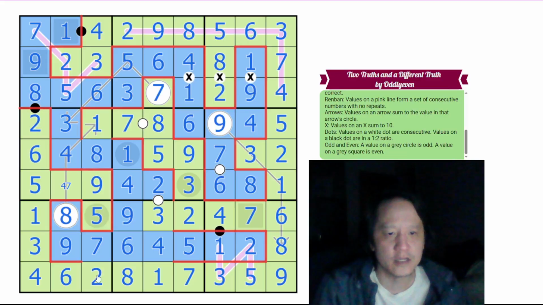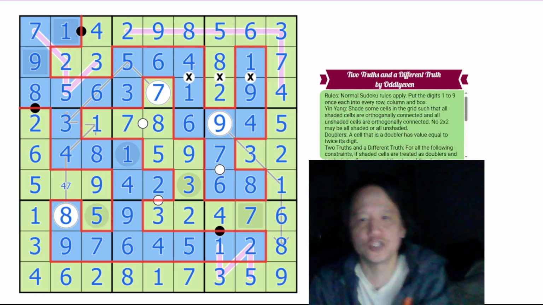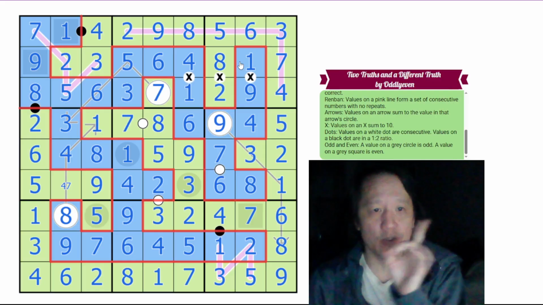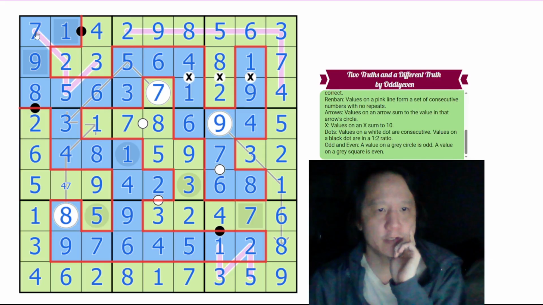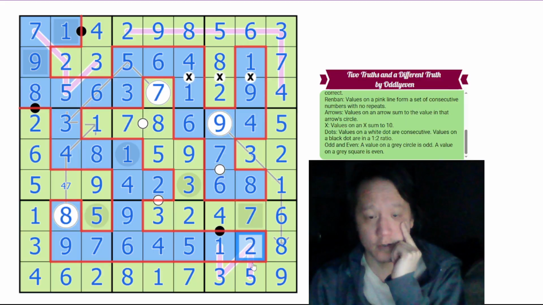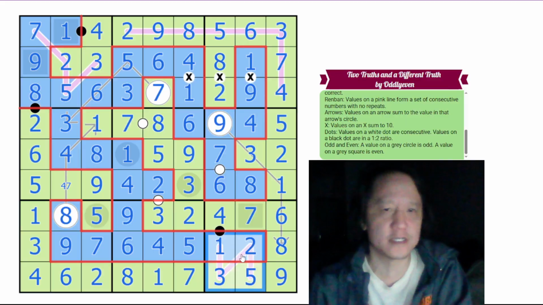So the shading is the blue, and the green is the unshaded. So let's just check. For the Renban lines, while blue is doubled, this does not form a Renban line: 2, 3, 10, 14. This does: 2, 3, 4, 5, 6, 7, 8, 9. And this should. So this is the value 1 doubled to 2, 3, 2 doubled to 4, and 5. So 2, 3, 4, 5, which does satisfy that.